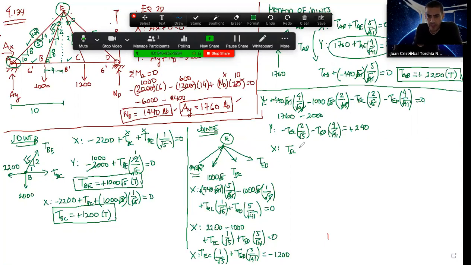So for that, I'm just going to write 1 square root of 5 here, and I'm going to put TED plus TED times the square root of 41 equals minus 1200. Okay, now I'm going to do this. I think I did this here. I'm going to multiply this equation by 2 and this one by 1, okay? So this is times 2 and this is times 1.